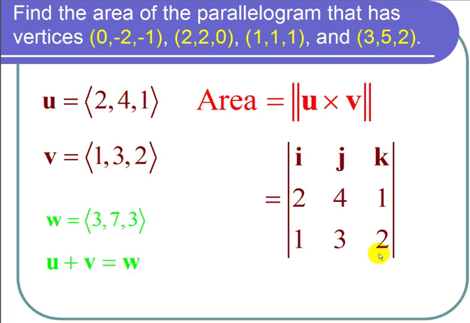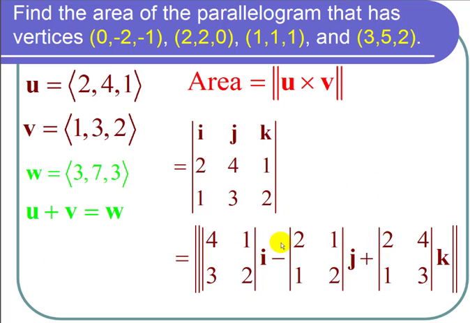To find the determinant of this matrix, I take the first row and the first column, black it out, and I'm left with 4, 1, 3, 2. I multiply that determinant by i. Then I take the first row and the second column, black that out, and I'm left with 2, 1, 1, 2. These are called the minors for the matrix.